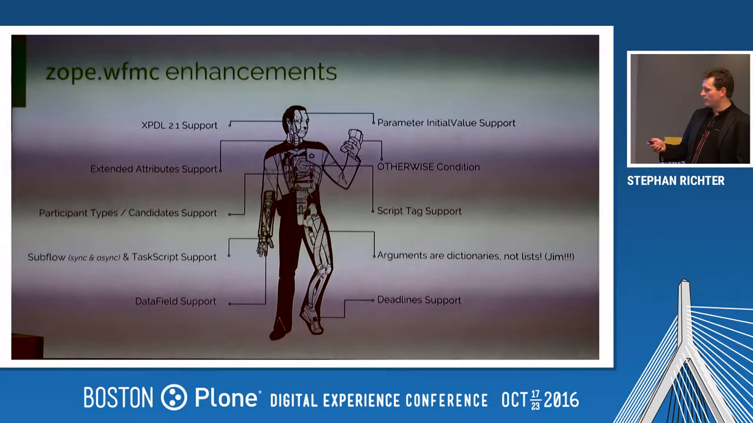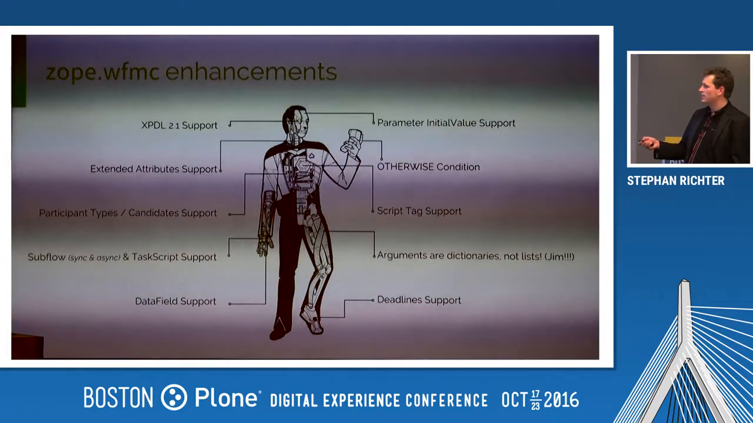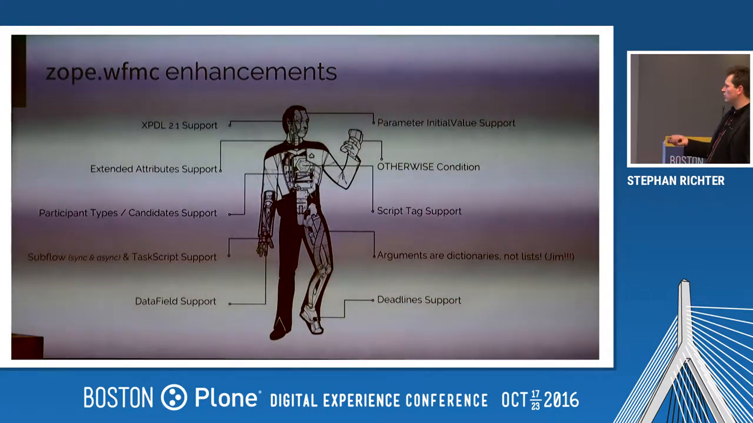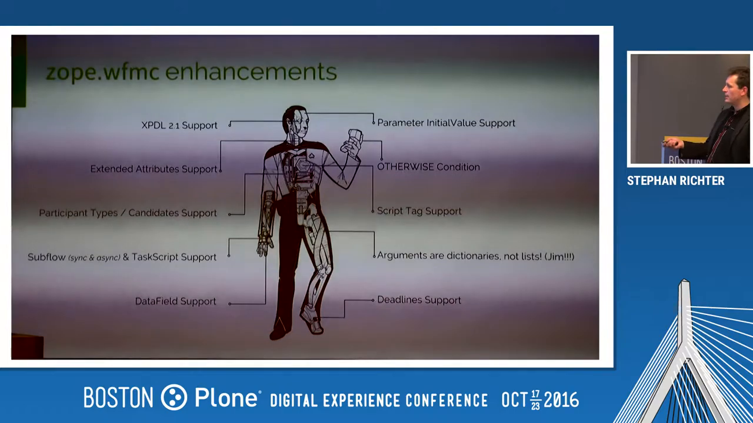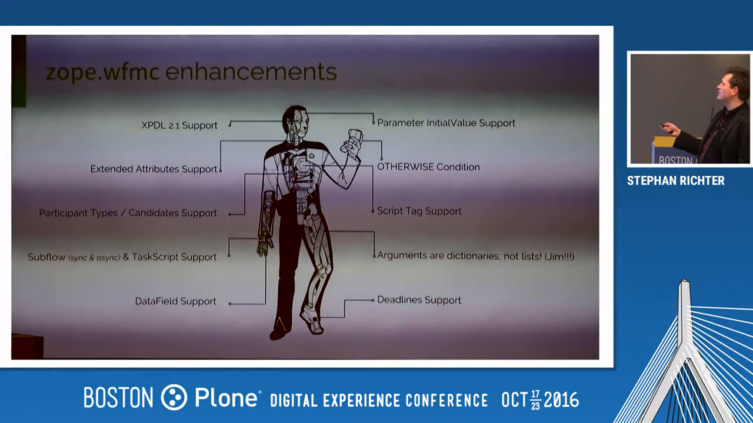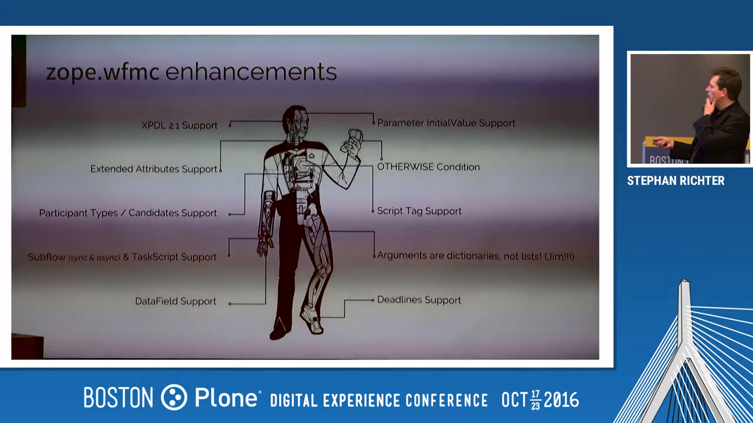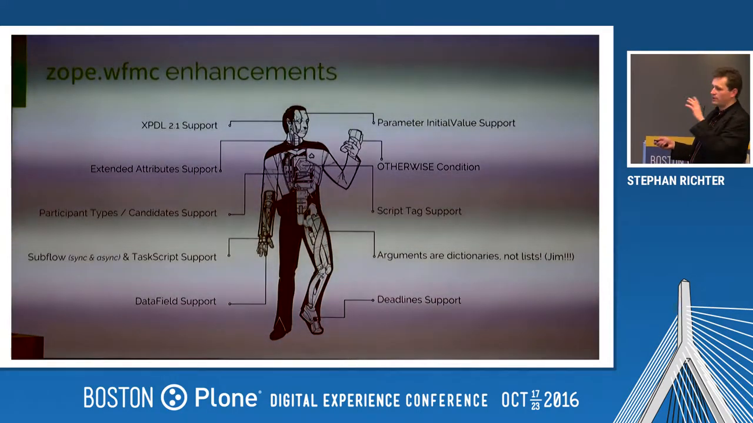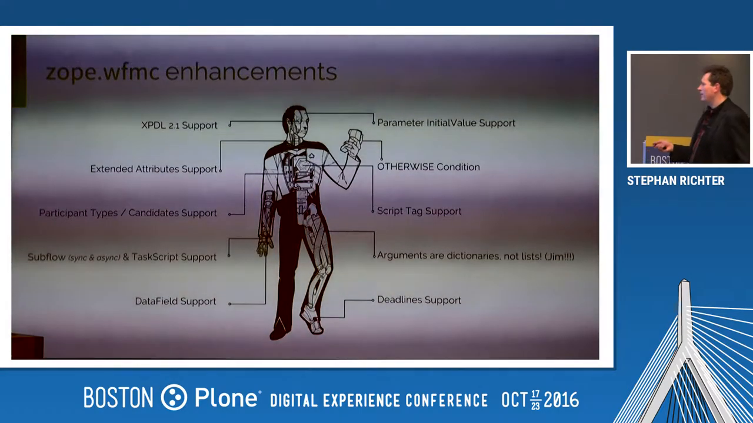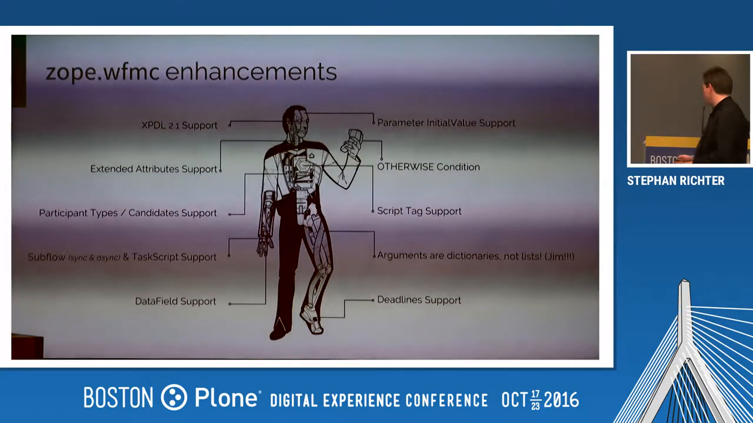We implemented subflows. Think about it as macros, right? Like METAL macros. Task scripts, which are basically arbitrary Python scripts. You did see one with the reset. Data field support, which gives you data typing. Parameters didn't support initial values. Otherwise conditions, the else case that I showed you. Script tag support, because you can specify on a process what scripting language you're using. And arguments to the activities.